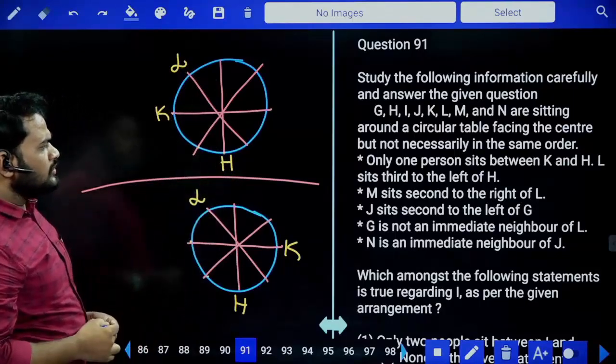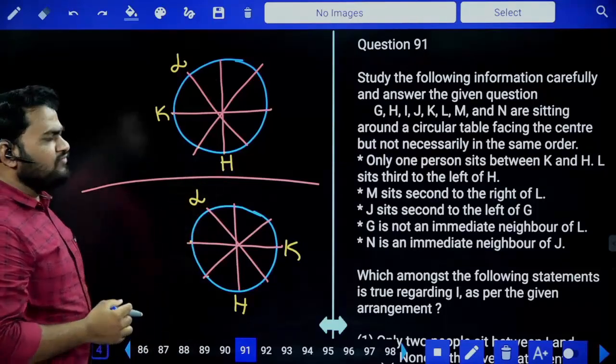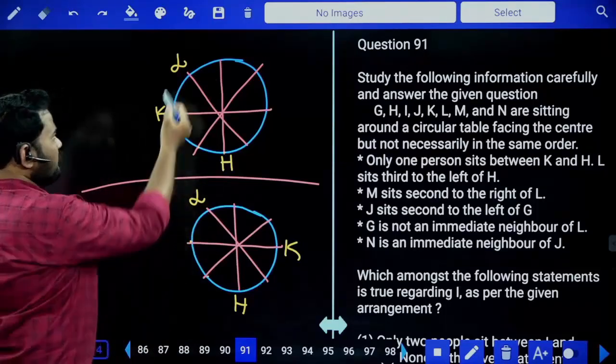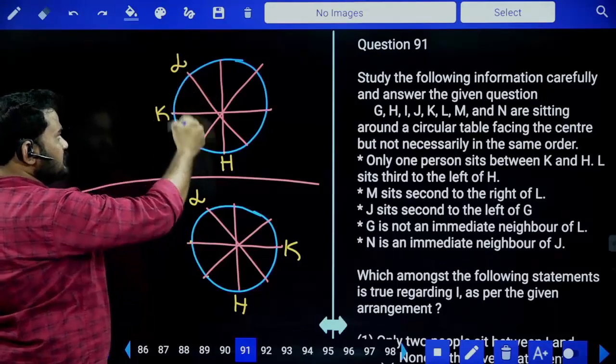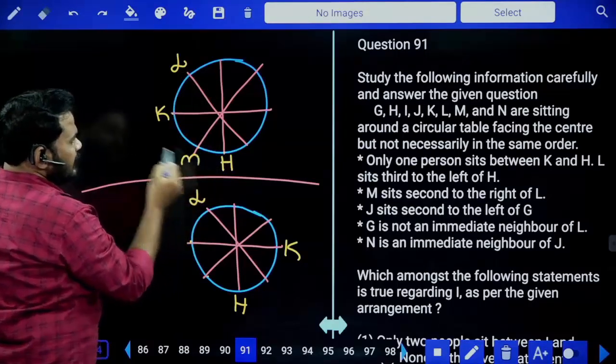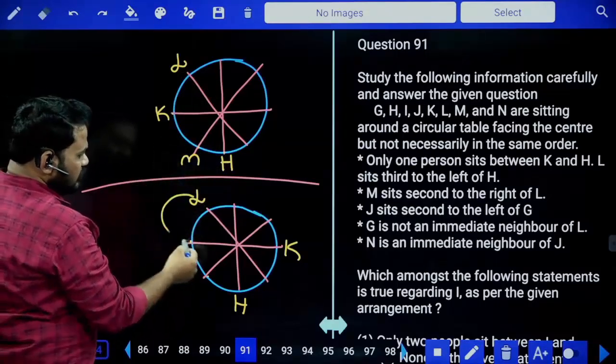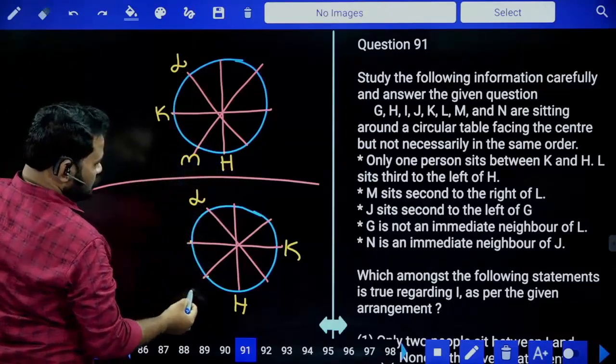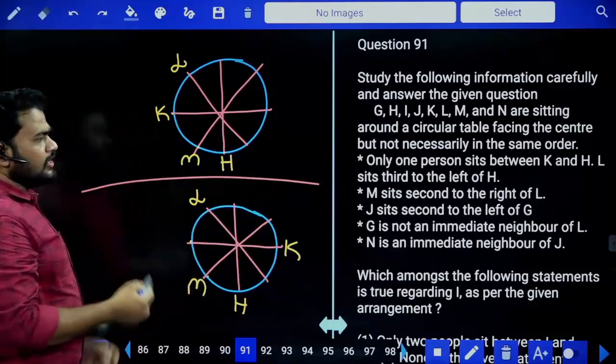Next condition, M sits second to the right of L. L is facing inside, so it is the right of L. First right, second right is M. So M sits second to the right of L. Same here, first right, second right is M.